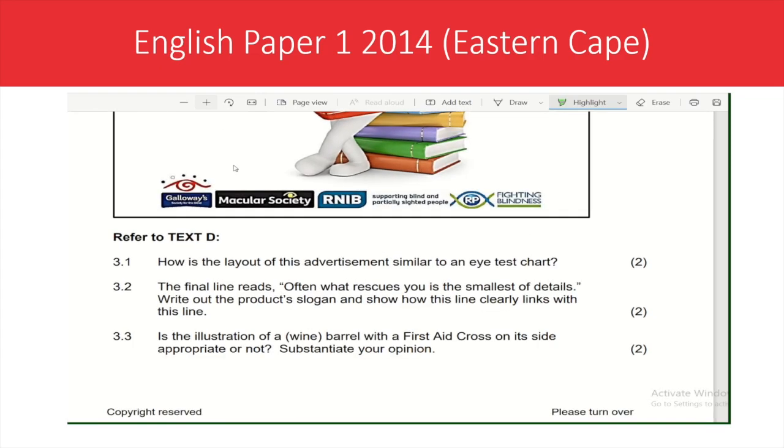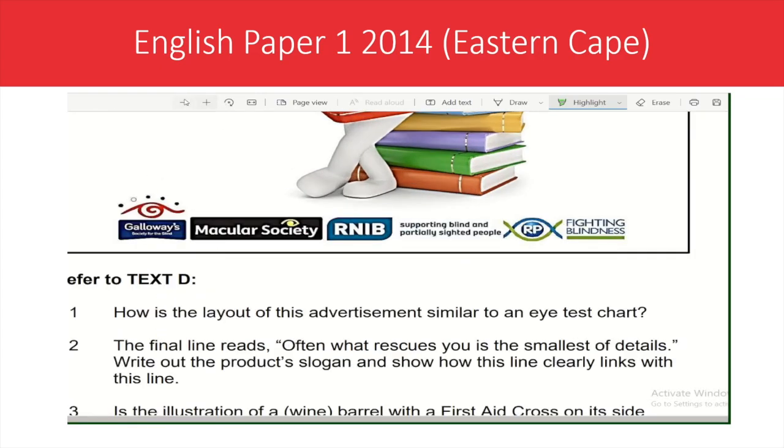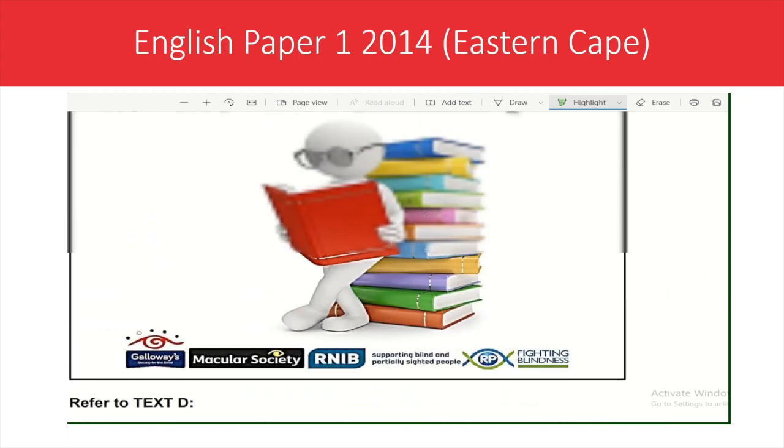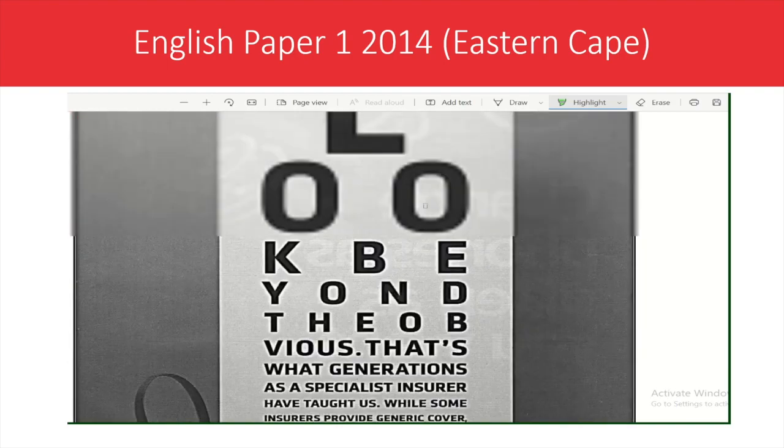Zoom in once again. Question 3.1 asks, how is the layout of this advert similar to an eye test chart? Firstly, let's look at what the question is asking. How is the layout of this advert similar to an eye test chart? Over here we have it for 2 marks. Very important that we know our mark allocation. So let's go have a look at how this looks like an eye test chart.